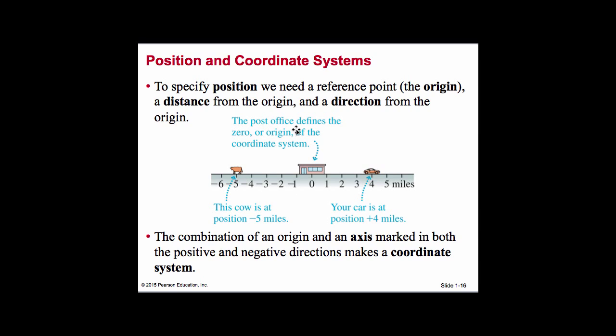So the post office is defined as 0, the origin of the coordinate system in this particular problem. And it says that the car is 4 miles in the positive direction, or to the right, and the cow is 5 miles to the left, which is the negative direction. So this is our coordinate system, and we're going to be using this to keep track of the motion of objects and the position of objects.